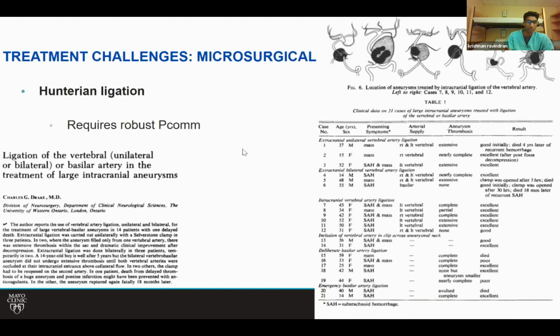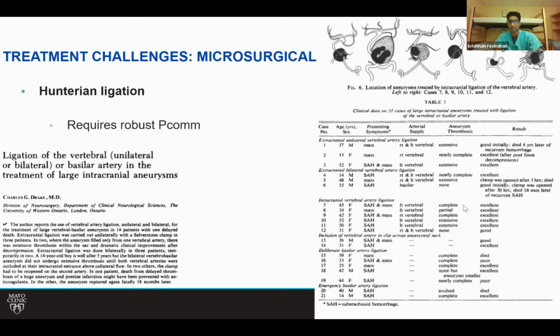Historically, Hunterian ligation was the primary method by which these were treated. This is the original series from Dr. Drake at the University of Western Ontario, his series of 14 patients that he published in 1975. What he essentially did was ligate the vessel, as you can see here in some of the cartoons, proximal to where the dolichoectatic lesion was. And essentially you were relying on the PCOM for continuation of flow.